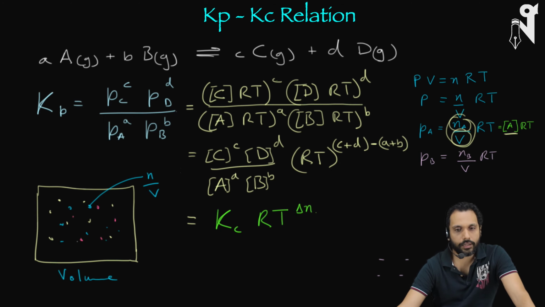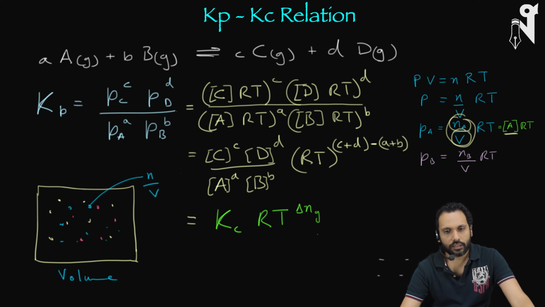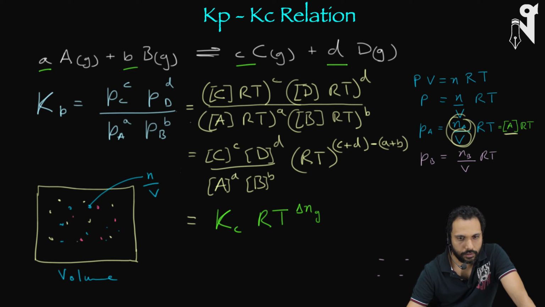So what is that delta Ng? Delta Ng is the sum of the coefficients of all the gaseous molecules on the product side, which is your C and D, minus the sum of coefficients of all the gaseous molecules in the balanced reaction on the reactant side. So that's your delta Ng, how many gases in the product minus how many gases in the reactant. So that gives you a Kp-Kc relation.